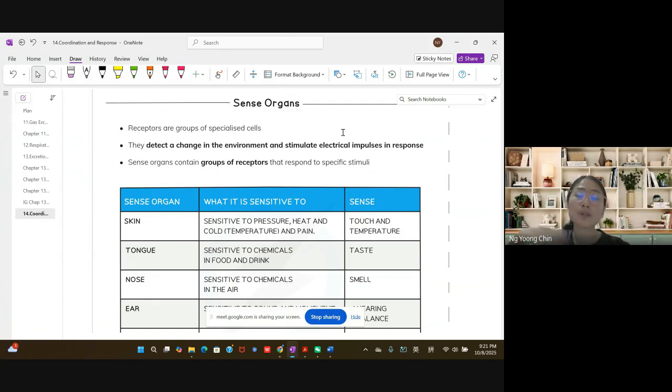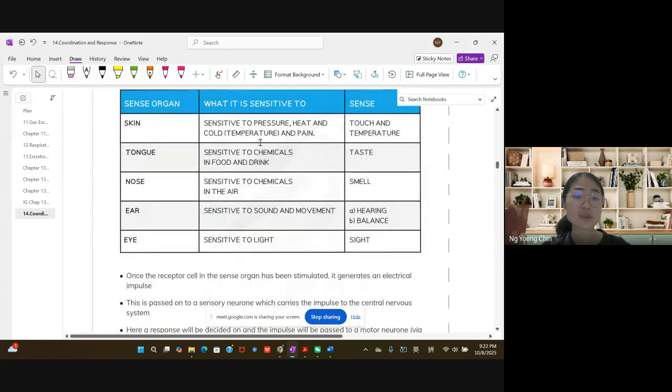Okay, so you can produce an electrical impulse from the sensory neuron to the relay neurons, which are inside your spinal cord, and then they reach your motor neurons and then the effector. The effector carries out the response. So what other kinds of sense organs include the skin, tongue, nose, ear, and eyes? But we just learn about two types only.